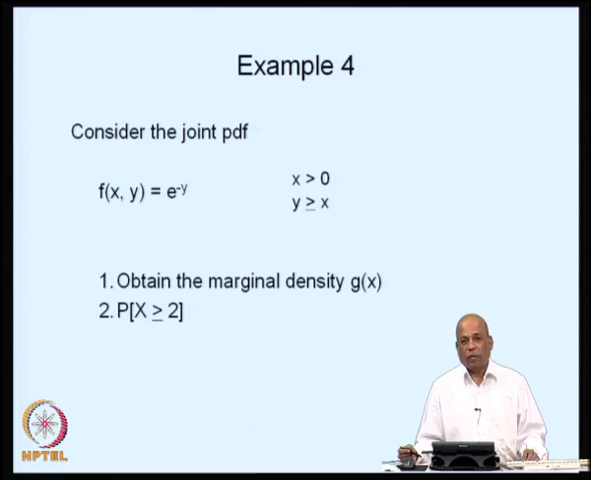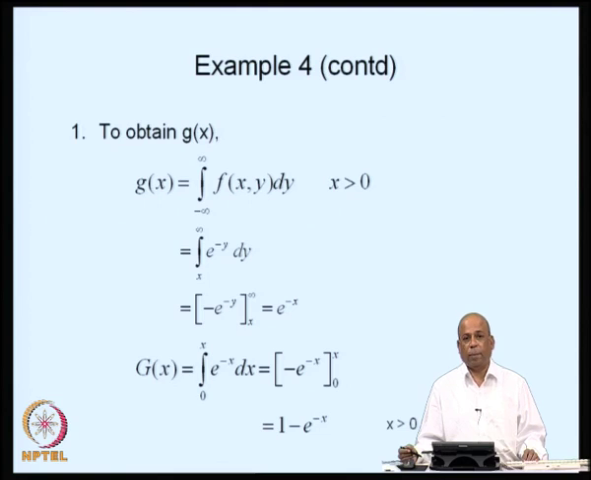We will do another example, so that the use of the joint PDF to obtain the marginal densities is clear. So, f of x, y is equal to e to the power minus y, x is greater than 0 and y is greater than or equal to x, and we will be interested in getting the marginal density of x as well as the probability that x is greater than or equal to 2 from the marginal density. So, to obtain g of x, we integrate over the entire region y. Because y is greater than or equal to x, the limits for y turn out to be x to infinity. From which we obtain g of x as e to the power minus x, and this is the marginal density function of x.